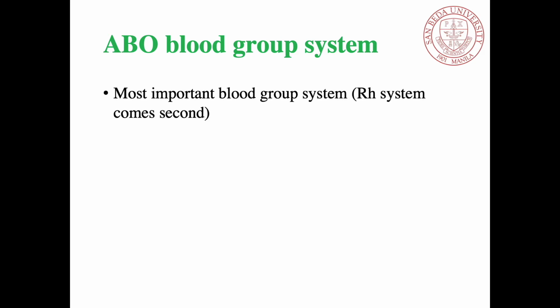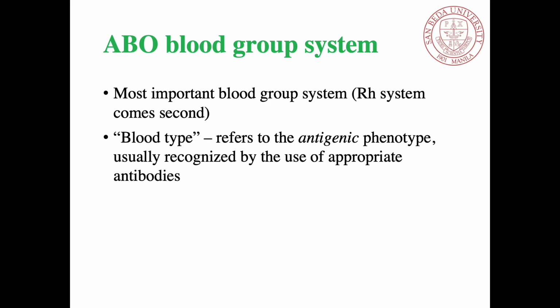We now move on to the ABO blood group system. Now, this blood group system is actually the most important, with the Rh system coming as a close second. The loosely used term blood type actually refers to a defined set of red blood cell antigens or blood group substances controlled by a genetic locus having a variable number of alleles, that is, A, B, and O. The term blood type refers to the antigenic phenotype, usually recognized by the use of appropriate antibodies in the laboratory.